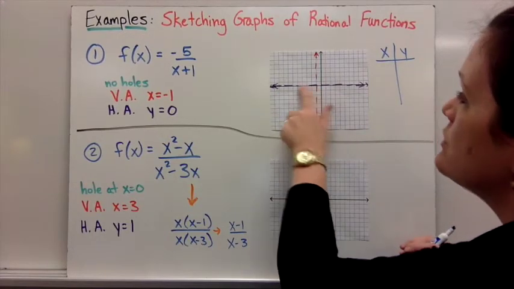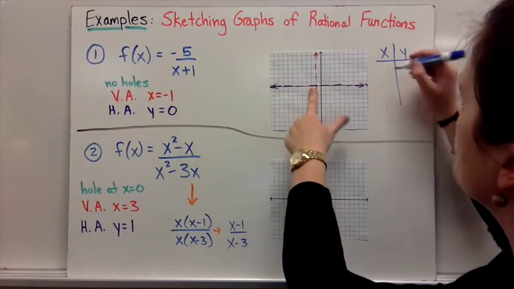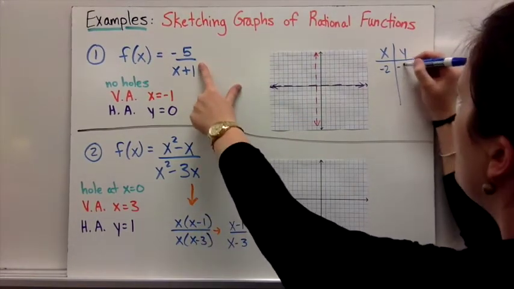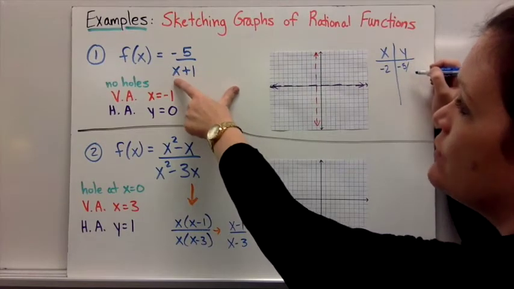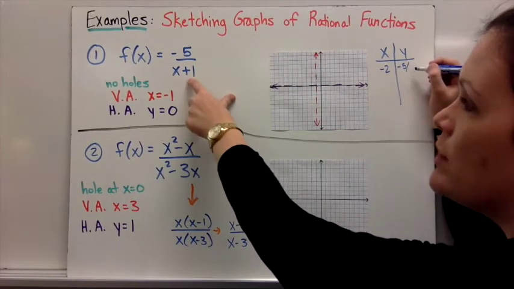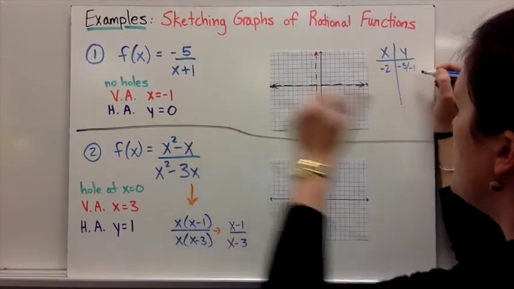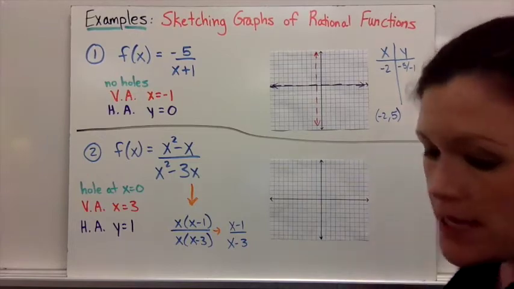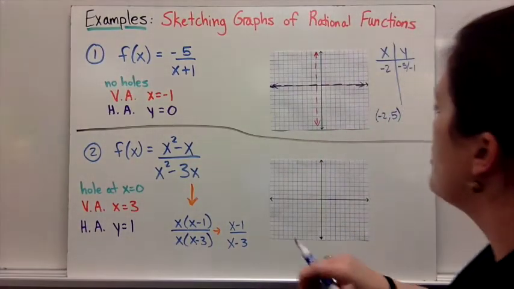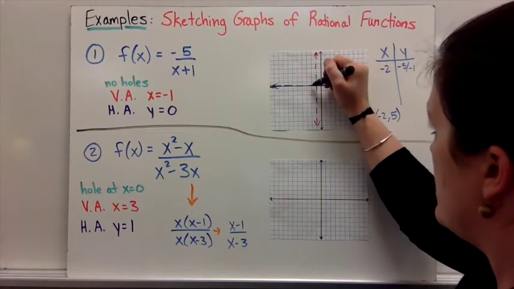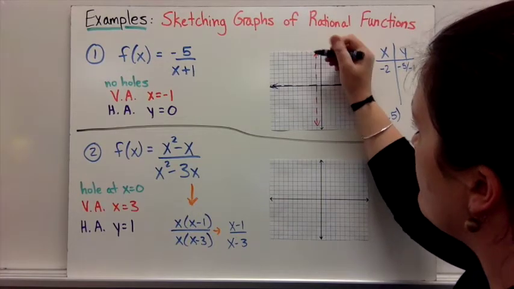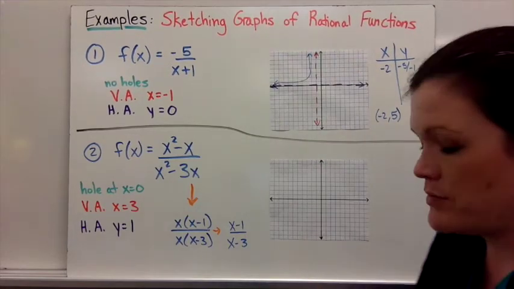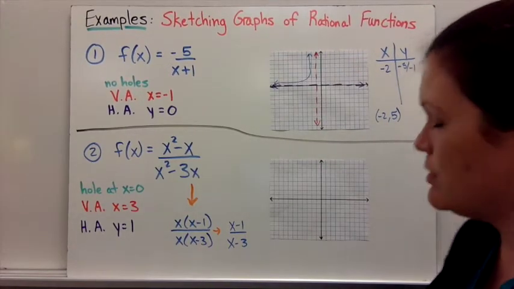So I'm going to choose a value over here, like -2, for example, for my x. I'm going to plug it in. So -5 divided by -2 plus 1. -2 plus 1 is -1. So that's -2, 5. So if the point -2, 5 is on my graph, -2, 1, 2, 3, 4, 5, I know that my graph is over here in this area. That's a rough sketch. Please forgive me.